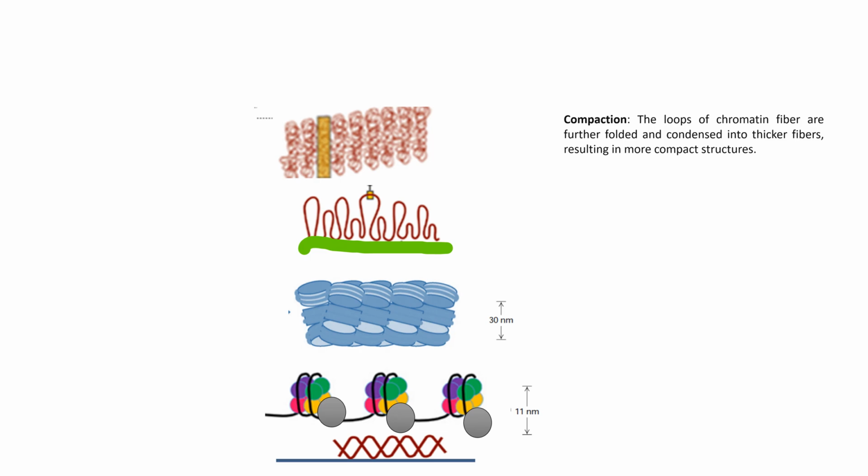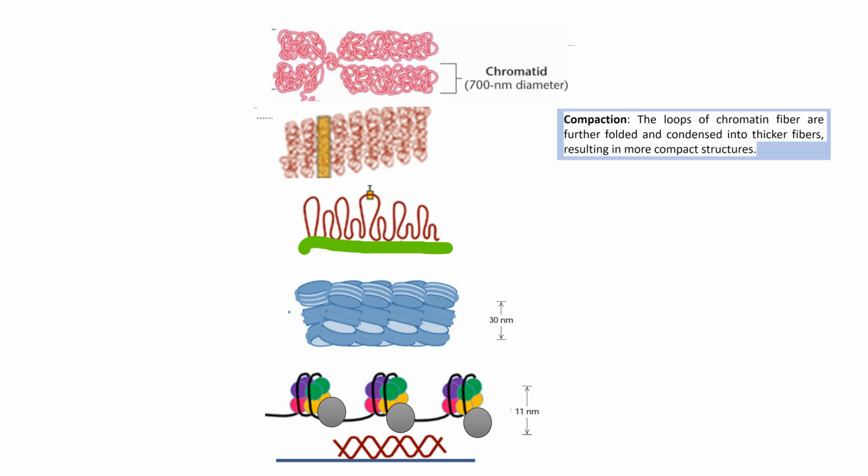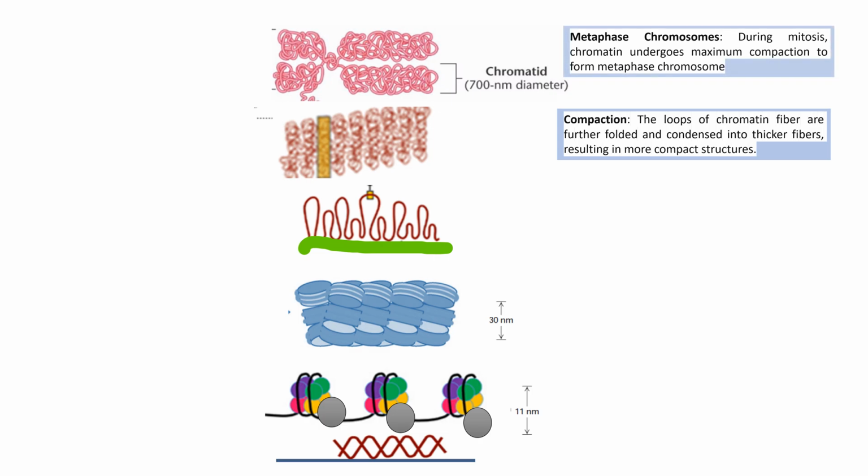The loops of chromatin fibers are further folded and condensed into thicker fibers, resulting in a more compact structure. During mitosis, chromatin undergoes maximum compaction to form the metaphase chromosome. This highly condensed chromosome plays a major role in organizing and packaging the giant DNA molecule into structures that will facilitate proper segregation.